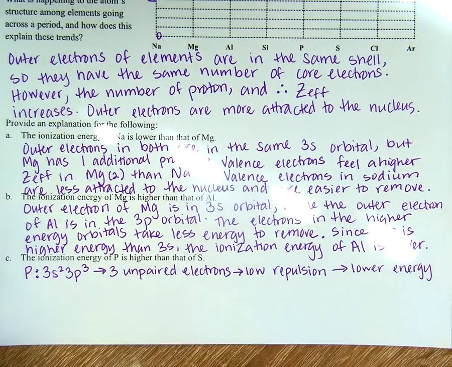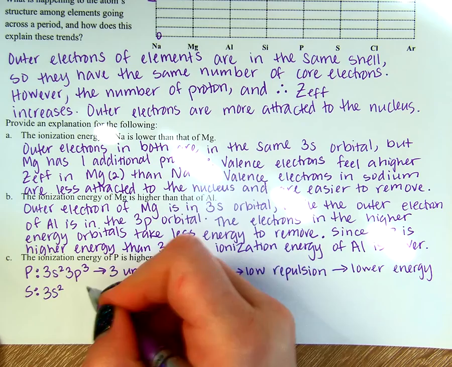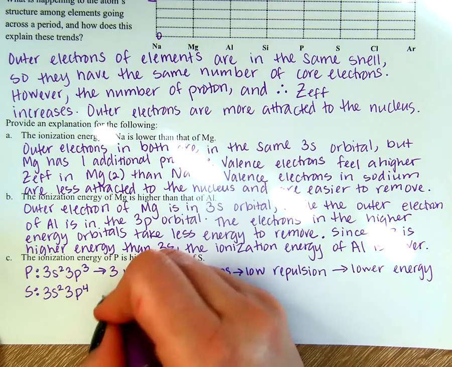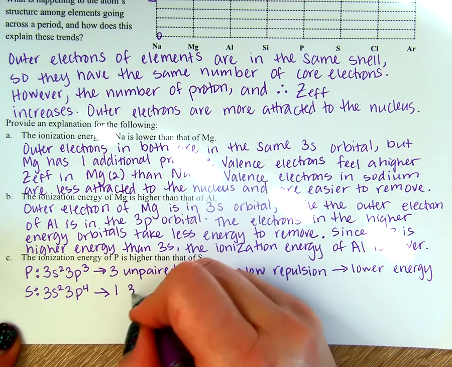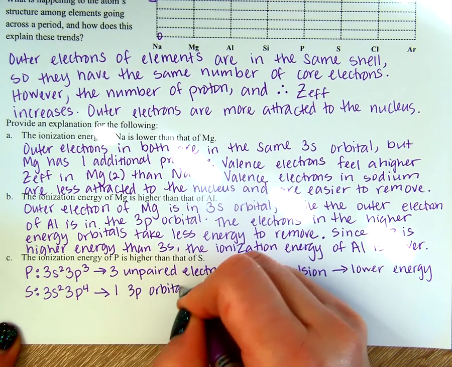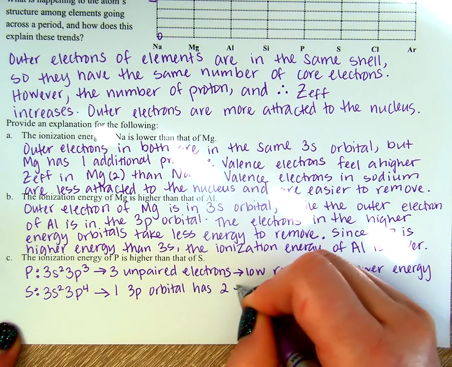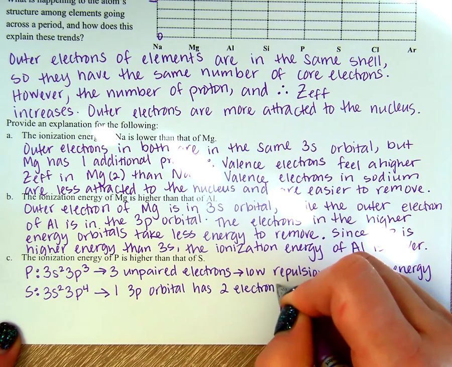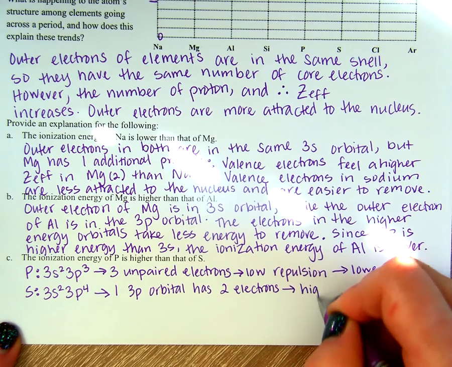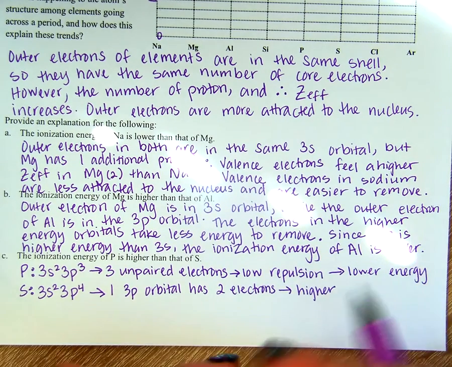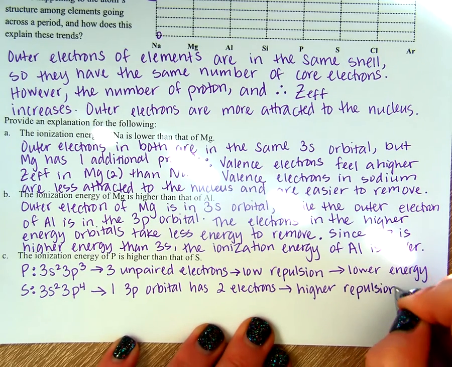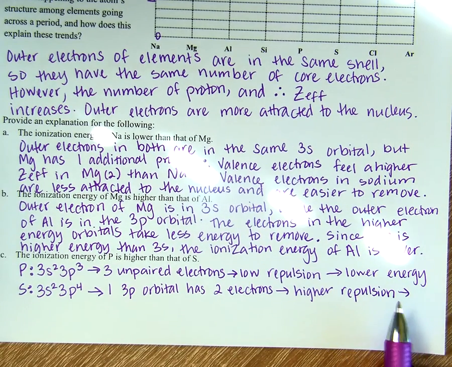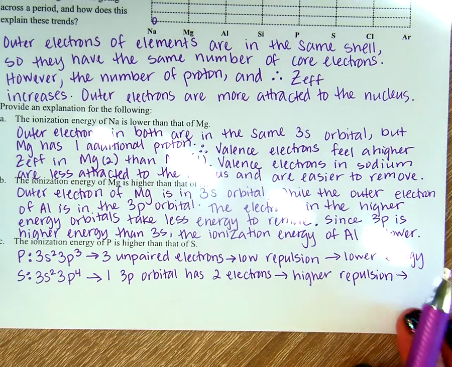Okay, now let's compare that with sulfur. So if we write sulfur's electron configuration, 3s2 3p4. So here, one of the 3p orbitals has 2 electrons in it. So it's got a pair of electrons in there. And that means overall we're going to have higher repulsion. Because remember, they're negatively charged and they're close to each other, so they're going to be repelling. So higher repulsion. And because there's higher repulsion there than if it was unpaired, that's going to require less energy to remove.